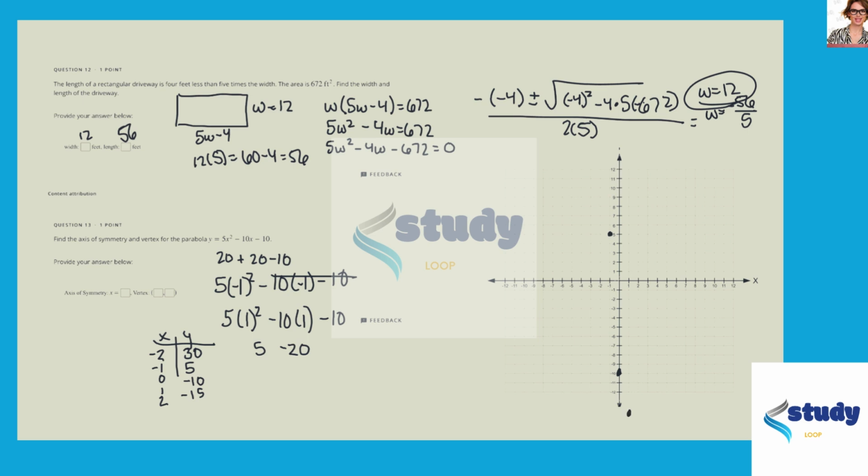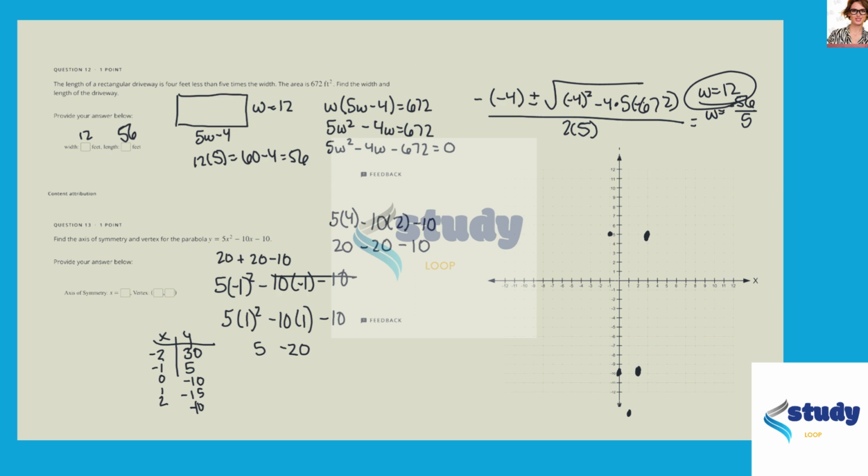And then if I do 2, 5 times 4 minus 10 times 2 minus 10, that would be 20 minus 20 minus 10, so that would be negative 10. So 2, negative 10, which would mean that this goes here.